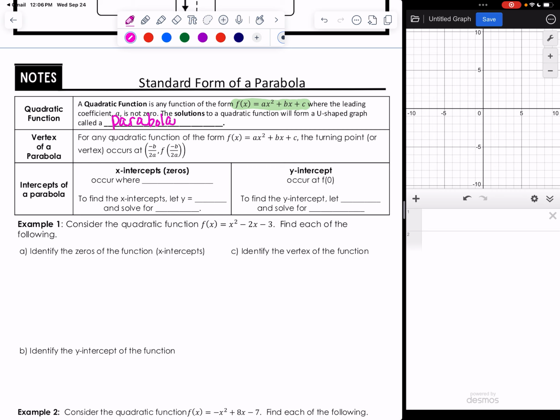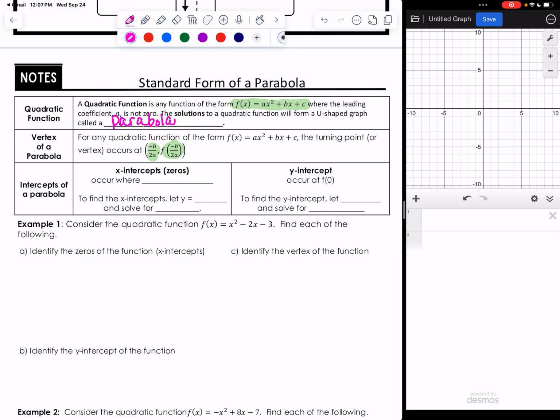Now, every parabola has a vertex. For any quadratic function of the form f of x equals ax squared plus bx plus c, the turning point or the vertex occurs at the ordered pair opposite b over 2a, comma f of opposite b over 2a.